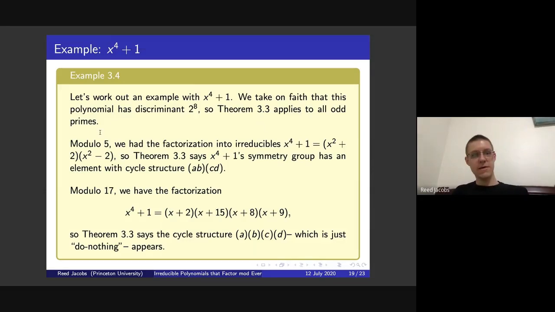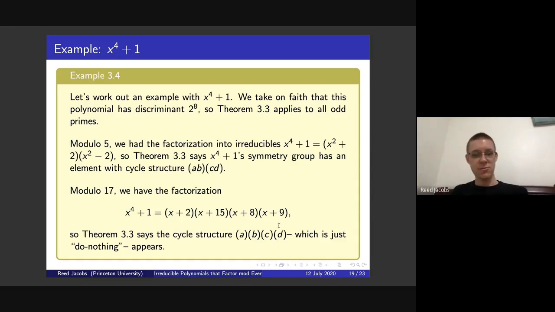So what this says is, recall modulo 5, we have the factorization into irreducibles, x to the fourth plus 1 equals x squared plus 2 times x squared minus 2, using difference of squares with 1 replaced with negative 4. And so that means that theorem 3.3 says x to the fourth plus 1's symmetry group has an element that has cycle type like this.